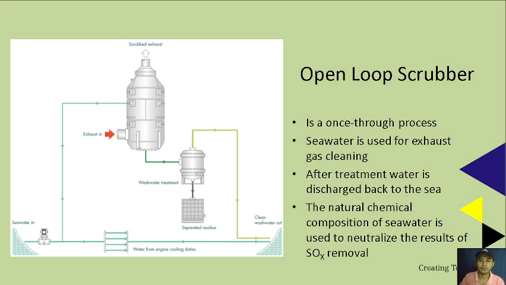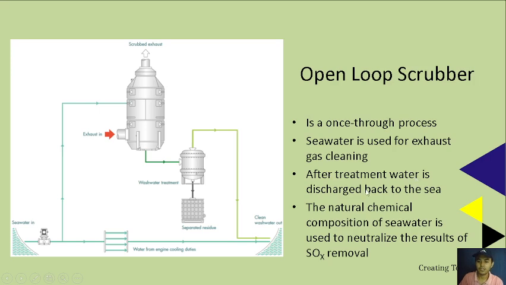Okay, so the open loop scrubber is a once-through process. Seawater is used for exhaust gas cleaning. So seawater is sprayed on the top of the scrubber. After treatment, water is discharged back to the sea. The wash water is delivered into the treatment, and the treated water can be discharged at sea, and the separated residue will be put in another container.